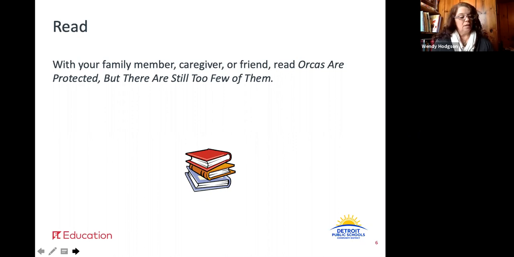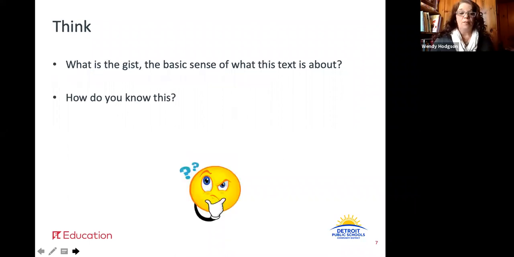So there's a lot that we do know and a lot that we are still trying to learn about orcas and these whales that are both in the northern and southern whale populations out near the Pacific Ocean. So now that we've read that, there are a lot of sections to that particular article, but what I'd like you to think about is, what is the gist, the basic sense of what this text is about? Just think about the gist. What do you think it's mostly about? And how do you know this?